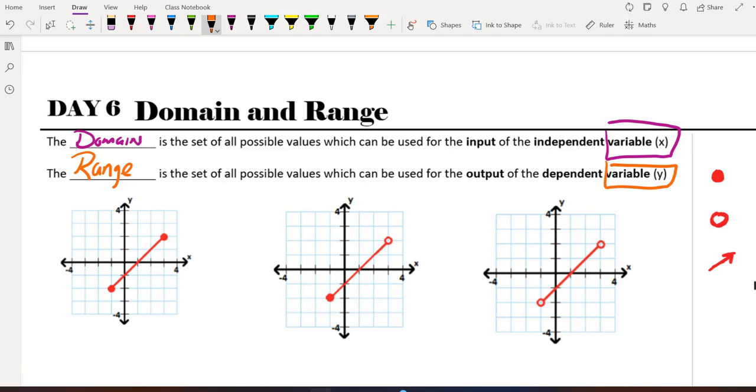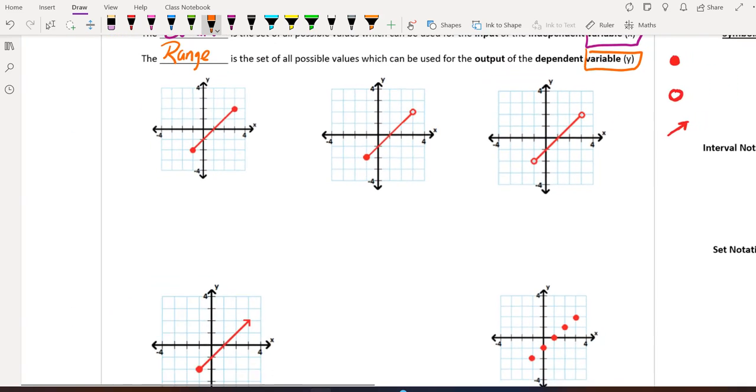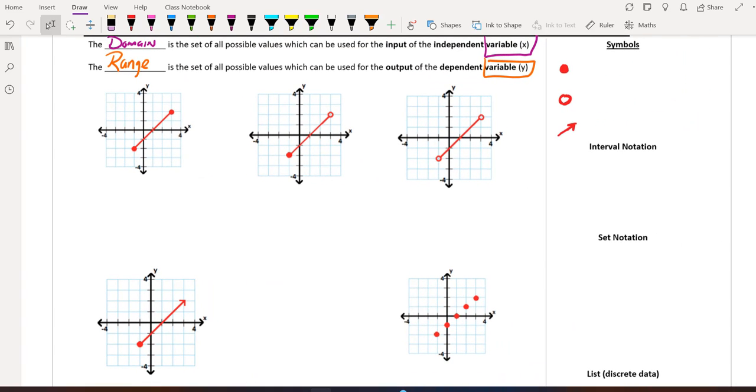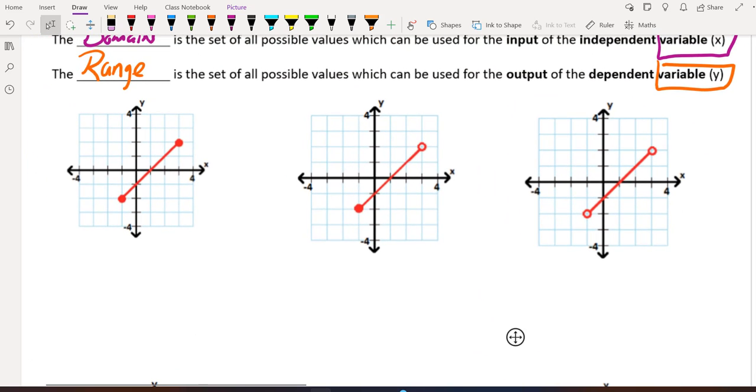Okay? Now, I drew 5 graphs here of lines. And these lines look almost identical. They have the same y-intercept, they have the same slope, the same steepness. One of the main things that changes between these lines is how they start.